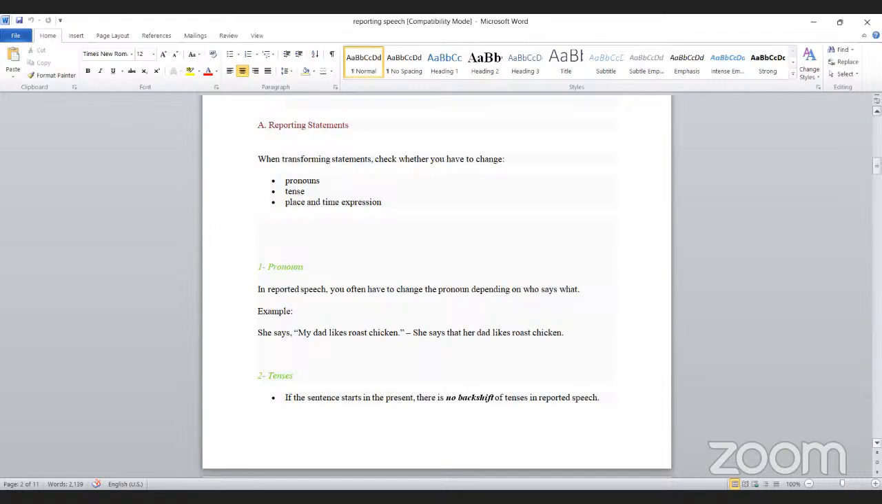උදාහරණයක් විදිහට මම මෙහෙම කියනවා, she says, inverted commas, my dad likes roast chicken. She says, my dad likes roast chicken. අපිට ඒක ගේන්න පුළුවන්: She said that her dad likes roast chicken. My dad කියන එක වෙනස් කරනවා her කියන. Her dad likes roast chicken.